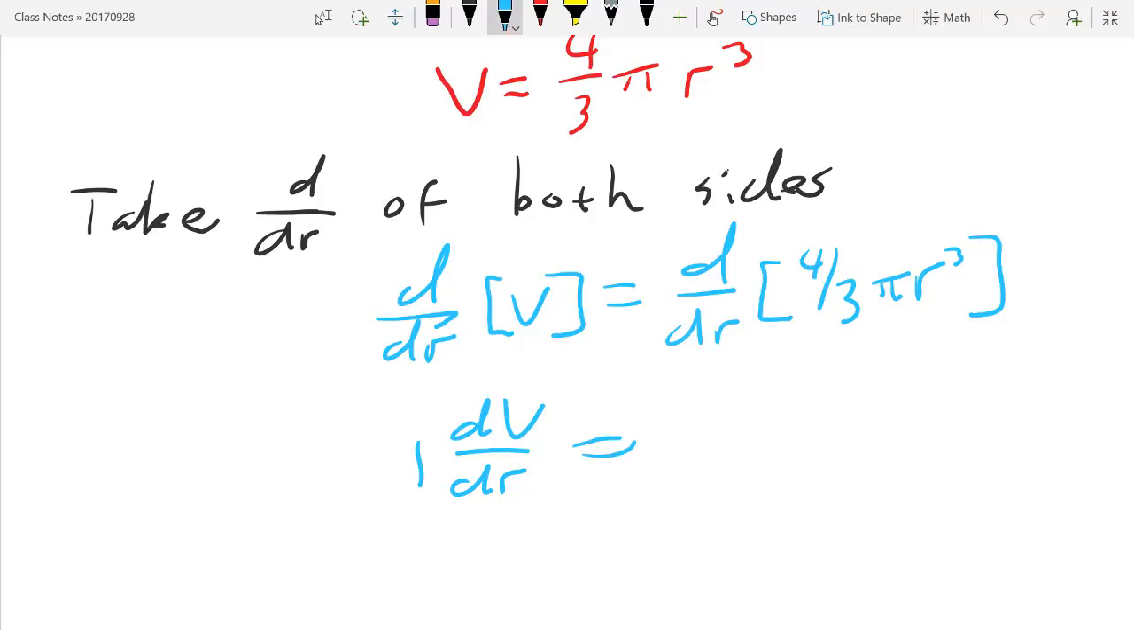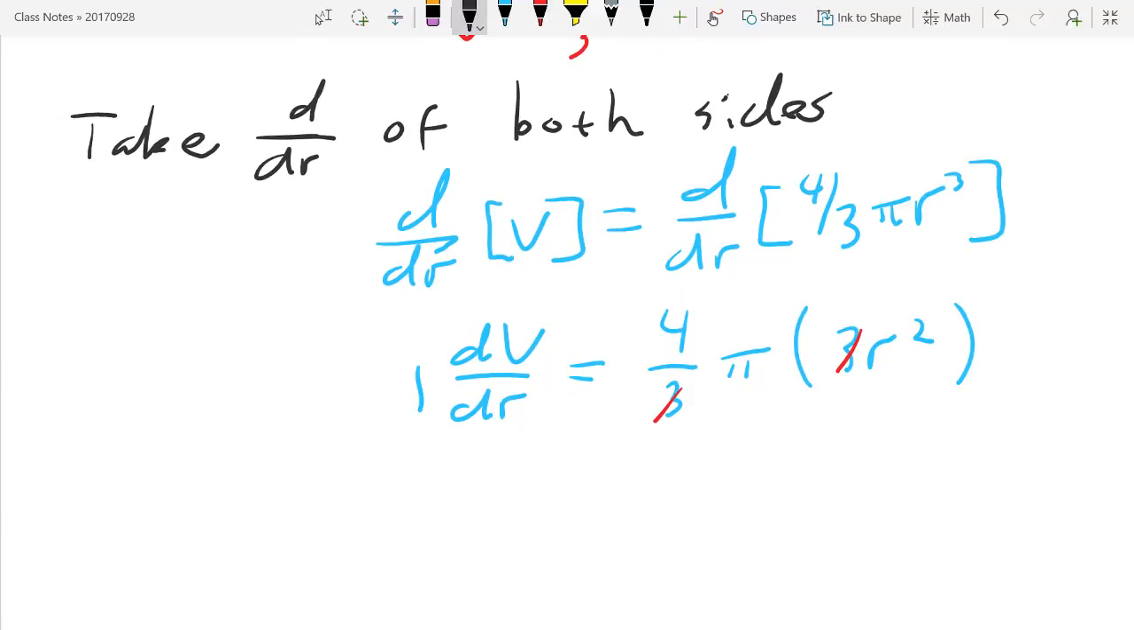Okay, and then what's the derivative of 4/3 pi r to the third? We have the 4/3 pi here, right? What's the derivative of r cubed? 3r squared, yep. So if you do the multiplication here, these 3's are going to cancel each other. And you'll get dV/dr equal to pi r, or sorry, 4 pi r squared.